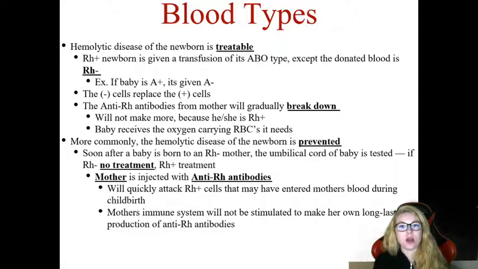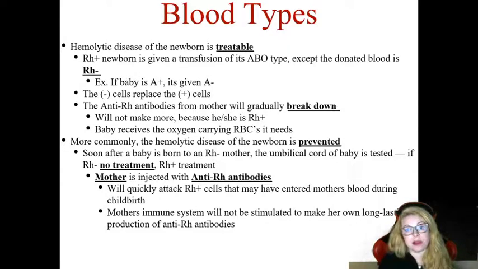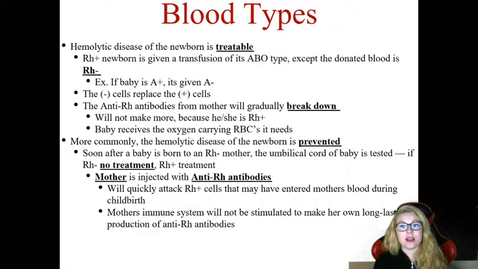Fortunately, because of advances in medicine, we know that we can treat hemolytic disease of the newborn. An Rh positive newborn from an Rh negative mother will be given a transfusion of its ABO blood type, except that the donated blood is Rh negative. So see that distinction there: instead of positive, they're giving them negative. If a baby is A+, the baby would be given A-. The negative cells replace the positive cells. Then the anti-Rh antibodies from the mother will gradually break down, and she will not make any more because the baby is Rh positive.